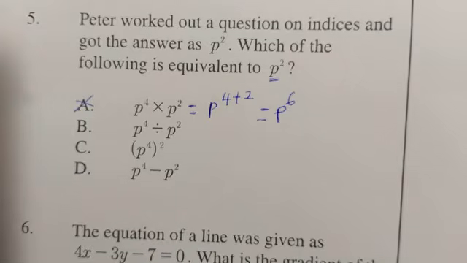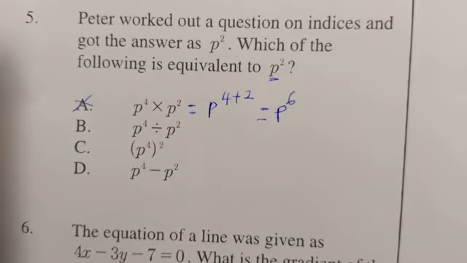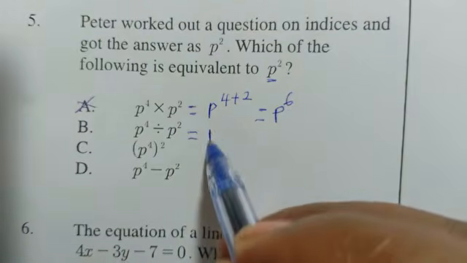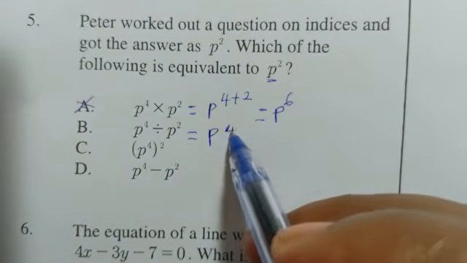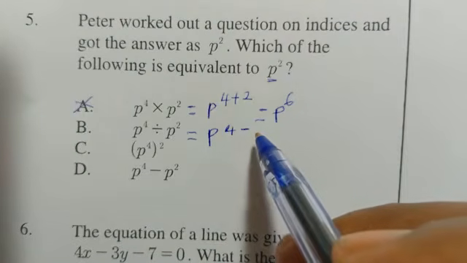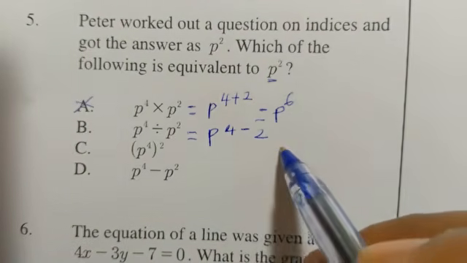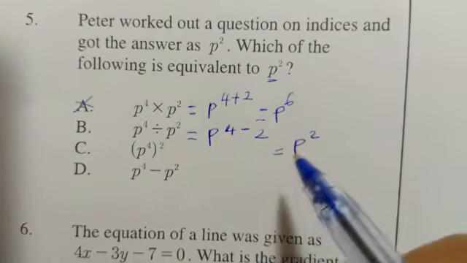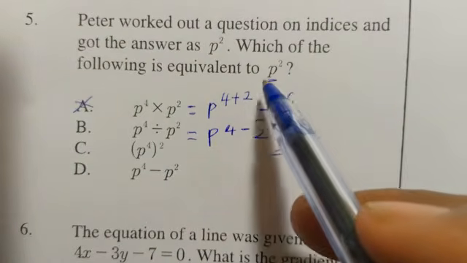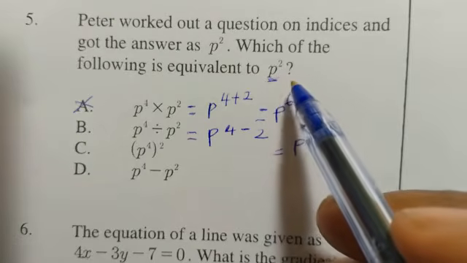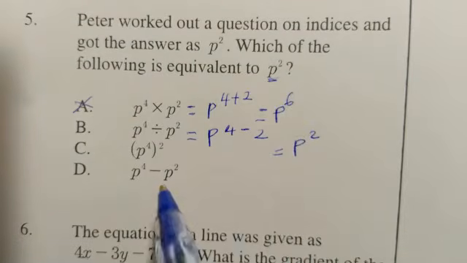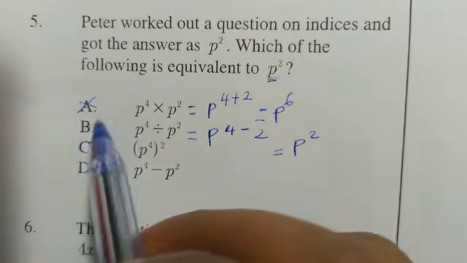We go to choice B, and as you can see, choice B is a division of indices, and in division of indices we subtract the powers. So we'll have p power 4 minus 2, and this is p power 2. As you can see, we have arrived at what we are looking for. So we can comfortably say that B is correct.